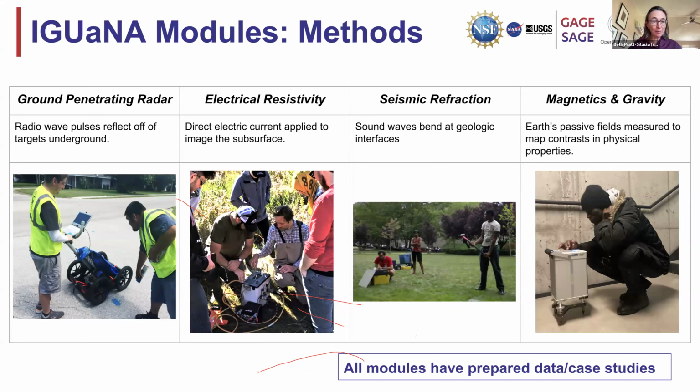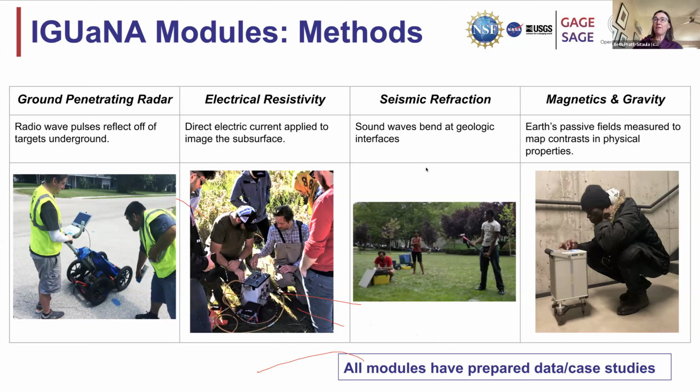So we wanted to talk a little bit about the teaching modules themselves and the methods that the different modules have. There are 4 near surface geophysics modules, which are in the Iguana sub collection, and that is ground penetrating radar. These are all ways to look at the near surface and ask, what's down there? Because I can't get there myself. In this case, it's radio waves that reflect off of targets below. There's electrical resistivity, which is direct electric current applied to the subsurface. And then you can see different places with different amounts of electricity transit.